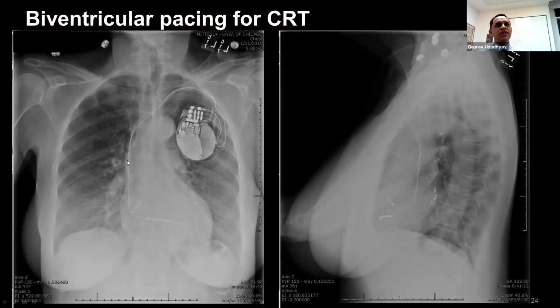Biventricular pacing for CRT, here's an example of a biventricular pacing system. Again, on the lateral, you can see that this lead here, which looks like it's relatively basal to mid on the AP projection, is clearly posterior. So it's in a nice posterior lateral vein.